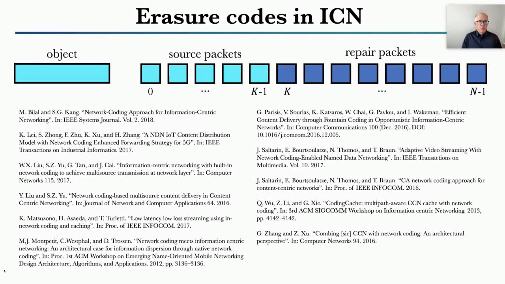There's been a lot of good work on integrating erasure codes in ICN. Some of it's shown on this slide here. Of course, there's a lot of other work as well. On the top is shown an object, which is partitioned into K source packets. An erasure code is used to generate additional repair packets, where capital N is the total number of available packets for this object.